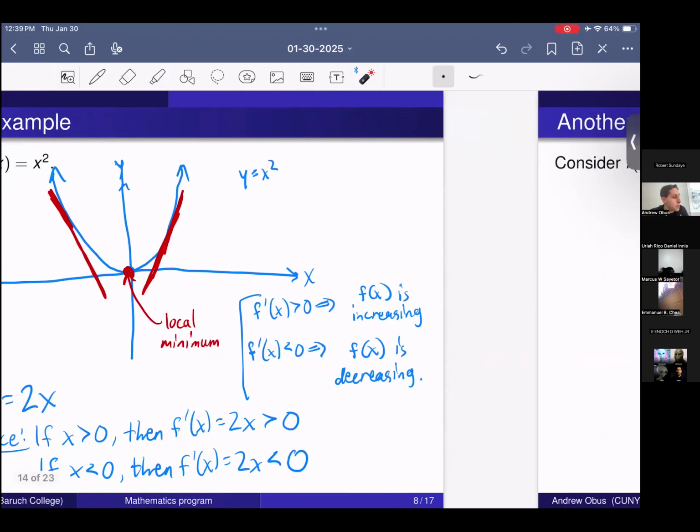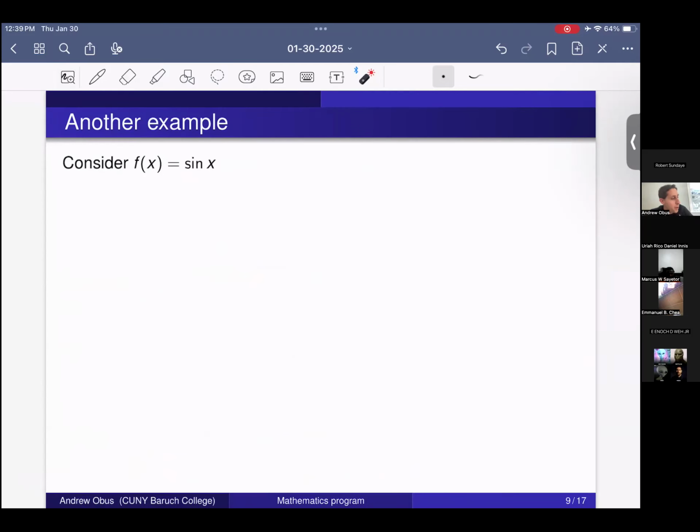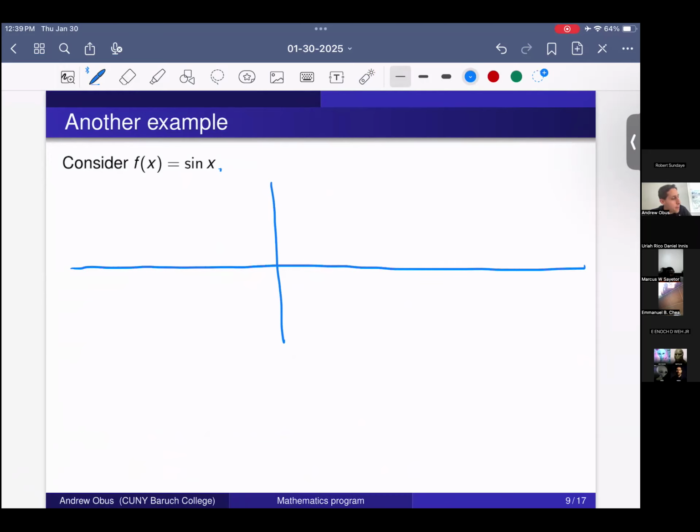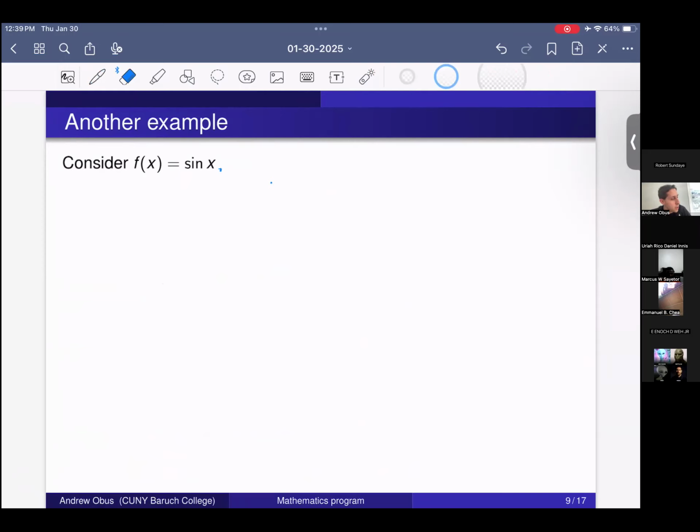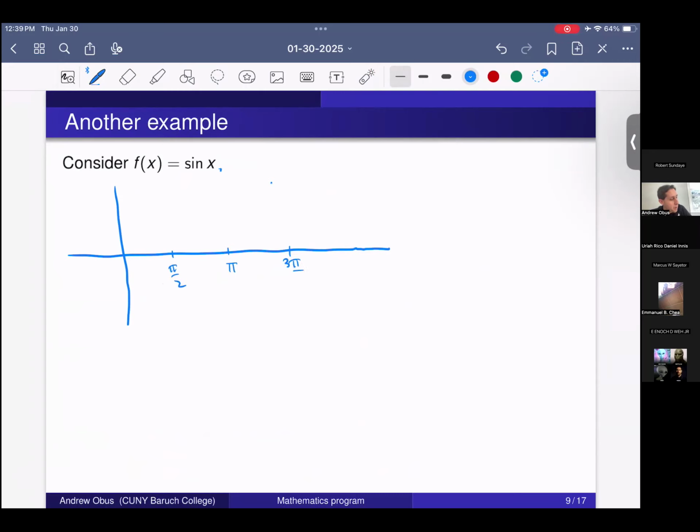Okay. So let's do a slightly more complicated example. Let's look at f of x equals sine of x. I'm not going to draw the entire graph, just a little part of it, maybe only the part to the right of the x-axis. Let me label pi over 2, pi, 3 pi over 2, and 2 pi.